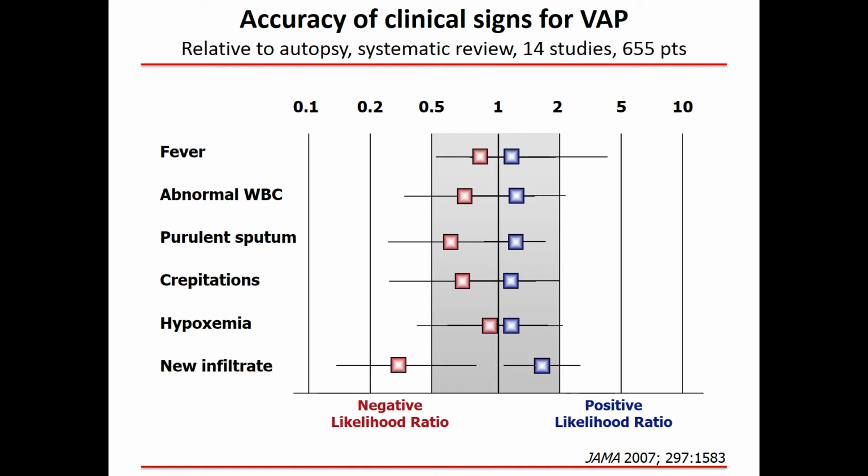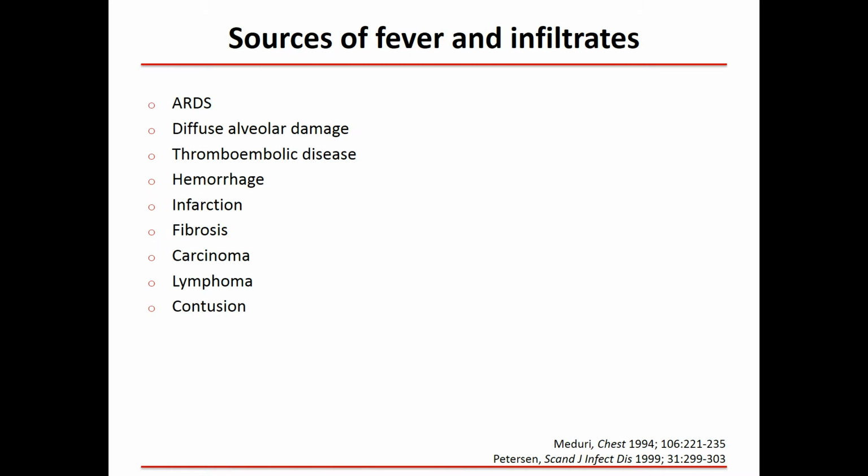And in fact, when you examine patients who at first blush look like they might have pneumonia, you find that they have many underlying conditions. So here's data from a couple of studies in which there was intensive analysis of patients who, again, at first blush looked like they had pneumonia, with fever and infiltrates. But on closer evaluation, those fever and infiltrates could be attributed to ARDS, diffuse alveolar damage, thromboembolic disease, hemorrhage, infarction, fibrosis, carcinoma, lymphoma, contusion.